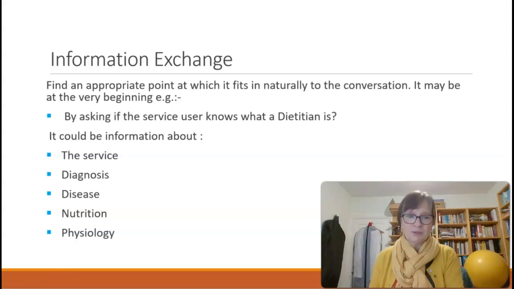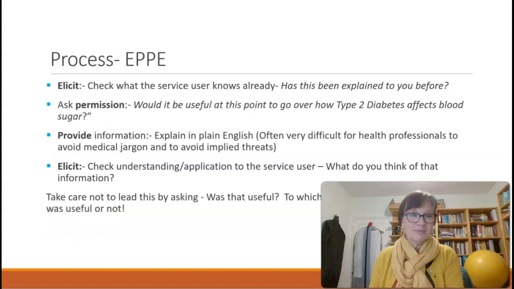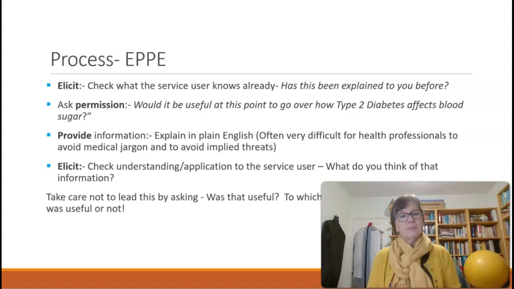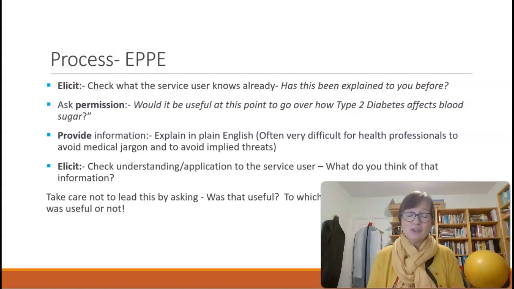So we have a useful process that can help us with this. This process is called EPPE. Elicit, permission, provide, elicit. So the first bit, eliciting, is about finding out what your service user knows already. Has this been explained to you before? Could I check what you understand about the role of a dietitian? Have you seen a dietitian before?